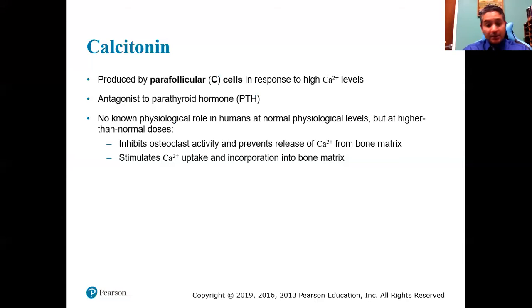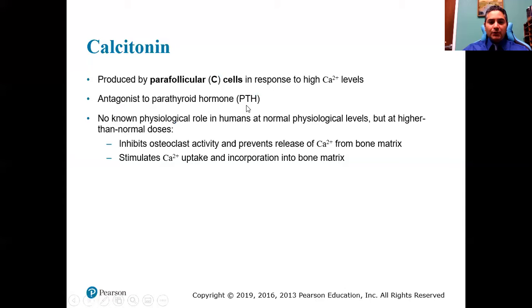This is going to be a hormone that's produced by the parafollicular cells in response to high calcium levels. So if it is in response to high calcium levels, you could say calcitonin is going to be negative feedback, saying, hold up, slow down, this calcium concentration in blood is too high. Well, what is it going to be inhibiting? It is an antagonist to parathyroid hormone, right?